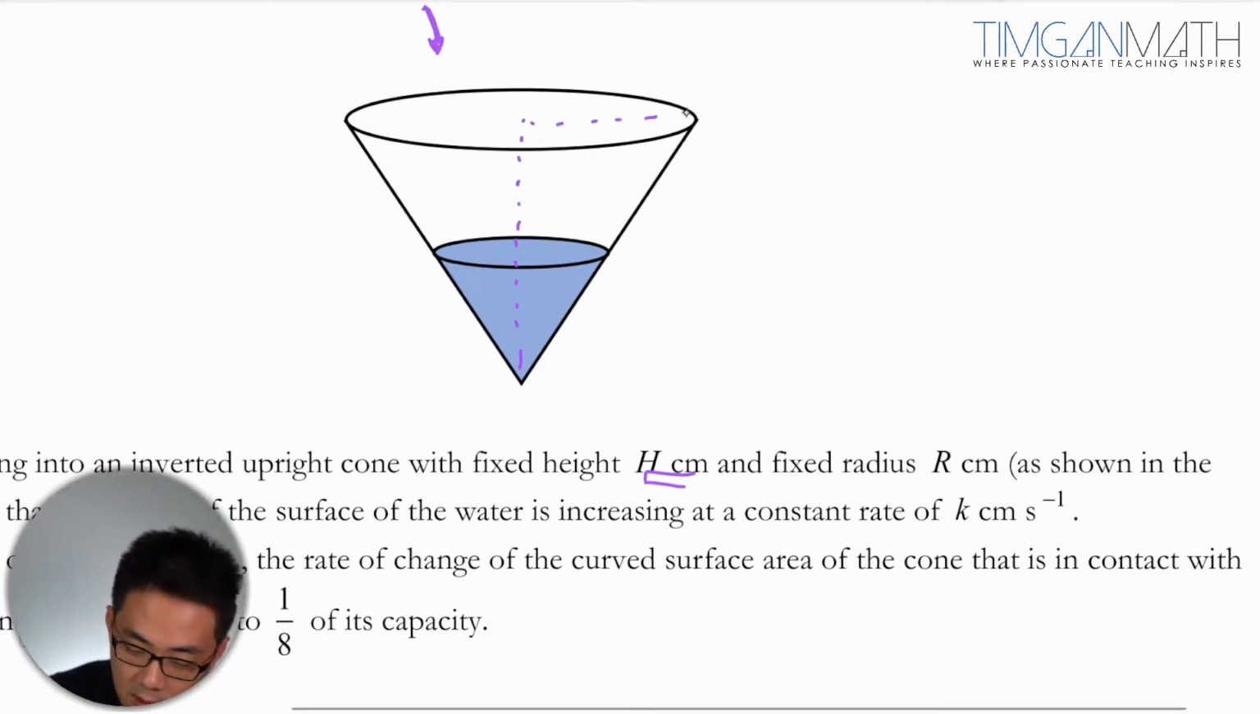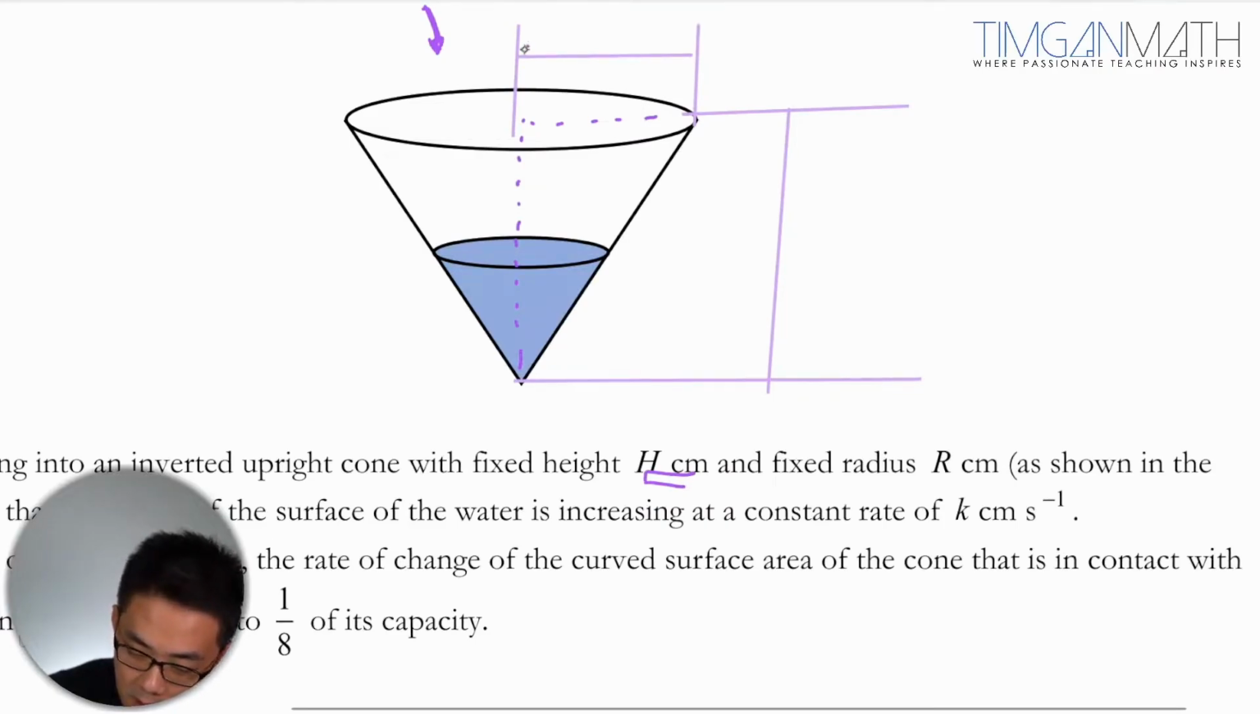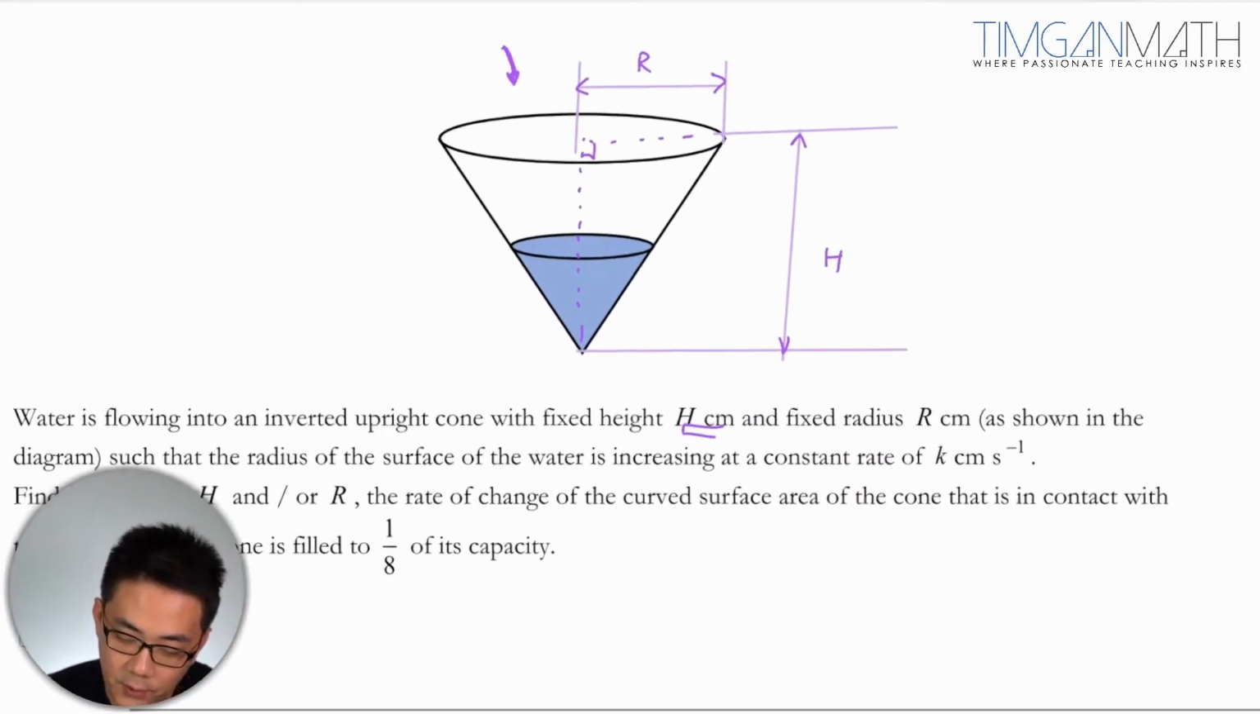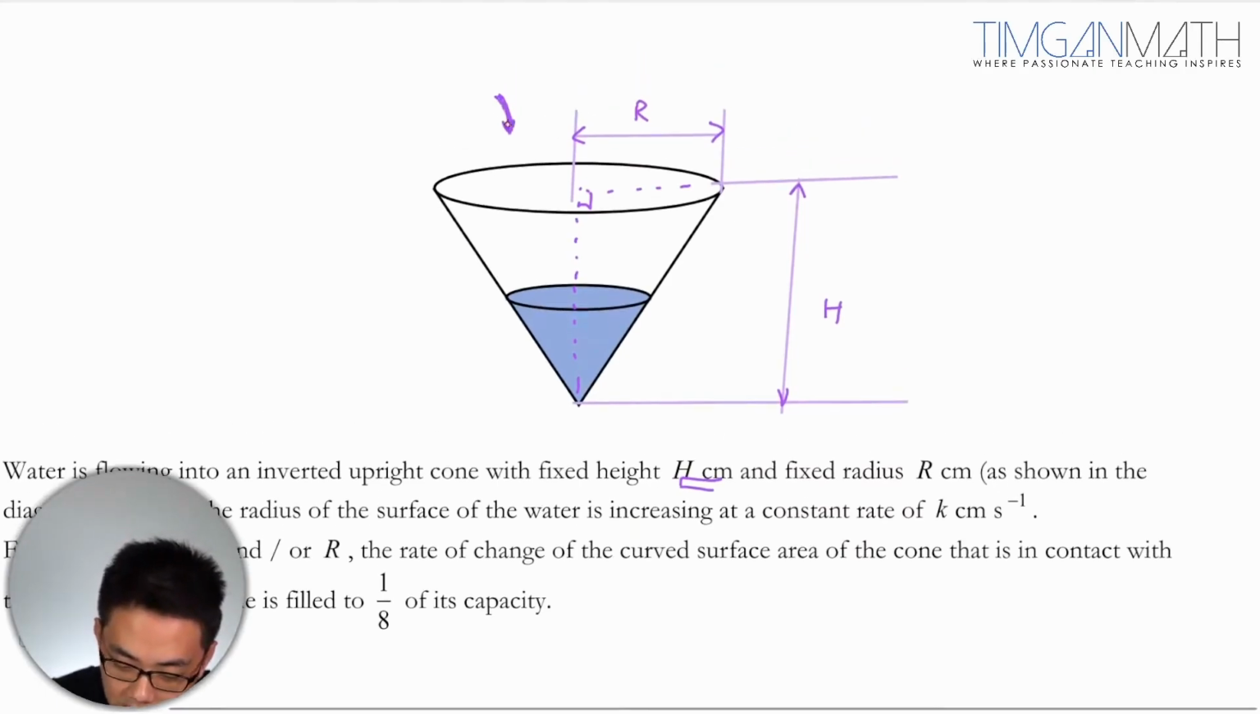In this case, this height here corresponds to h, and then this length here corresponds to r. So this is big R, then this is h. This is 90 degrees. Okay, then after which water is going in.